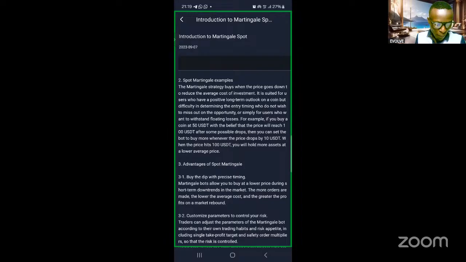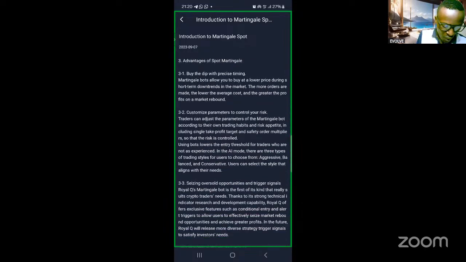Advantages of spot martingale number 3. Buy the dip with precise timing. Martingale bot allows you to buy at a lower price during a short-term downtrend in the market. The more orders that are made, the lower the average cost. So the more margin calls the robot will make for you, the lower the average price, the greater the profit on the market rebound. The more margin calls the robot is going to make, the lesser the average price and the more profit that you are going to make when the market turns around.